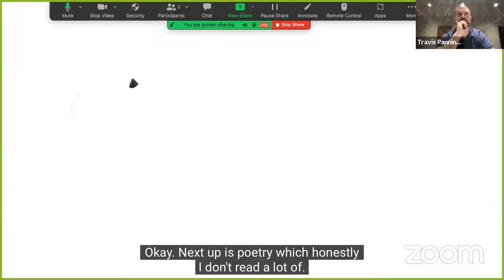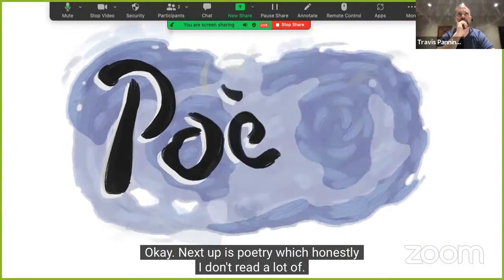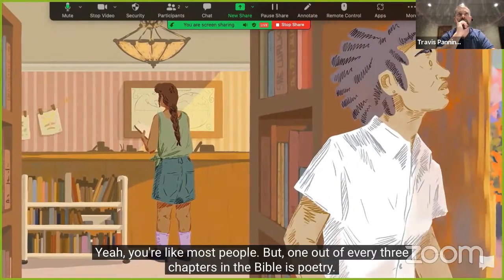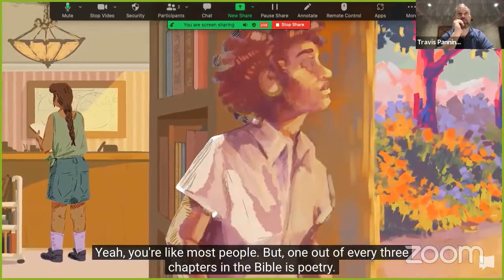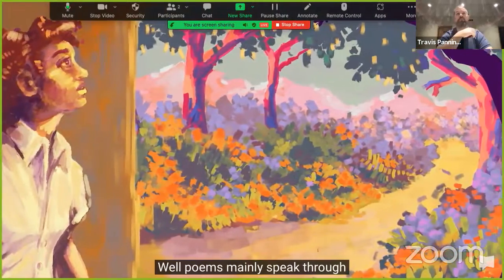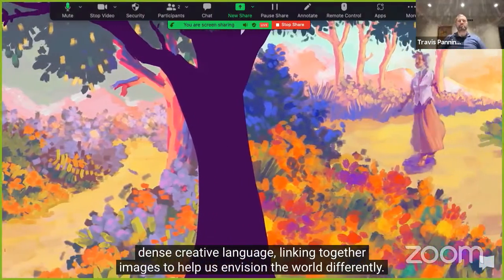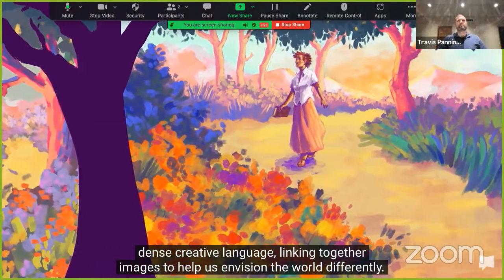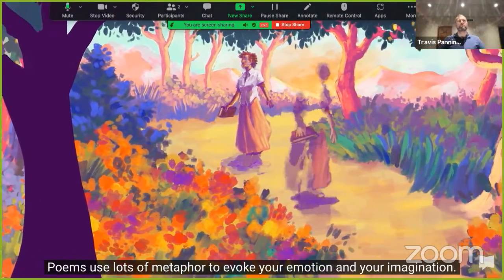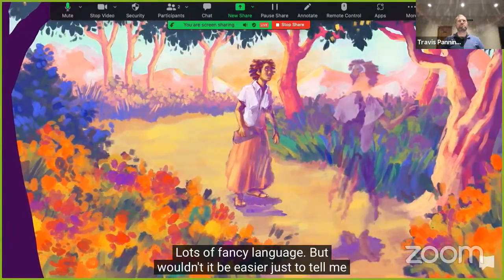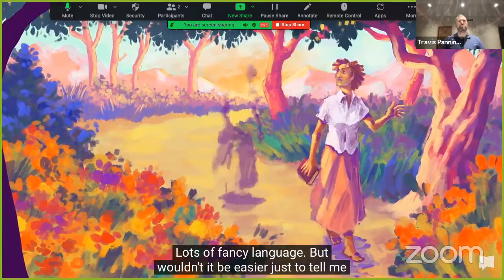Okay, next up is poetry, which honestly, I don't read a lot of. Yeah, you're like most people. But 1 out of every 3 chapters in the Bible is poetry. Yeah, why so much poetry? Well, poems mainly speak through dense, creative language, linking together images to help us envision the world differently. Poems use lots of metaphor to evoke your emotions and your imagination. Lots of fancy language, but wouldn't it be easier just to tell me what I need to know?